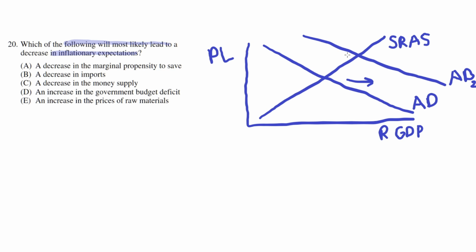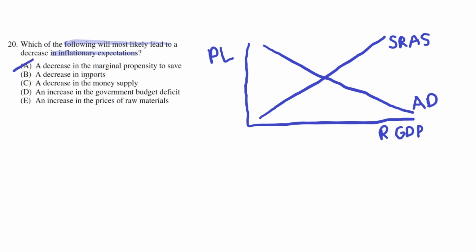And therefore, this would lead to an increase in the price level, because the price level was originally here, now it's up here. So this would not lead to a decrease in inflationary expectations because the price level has increased. So option A can be eliminated.